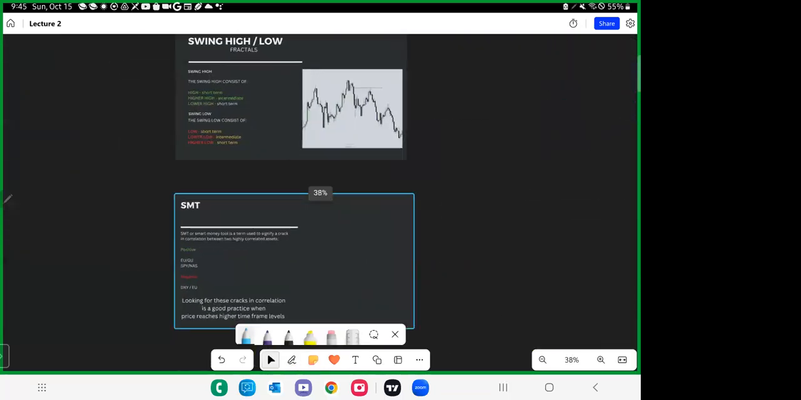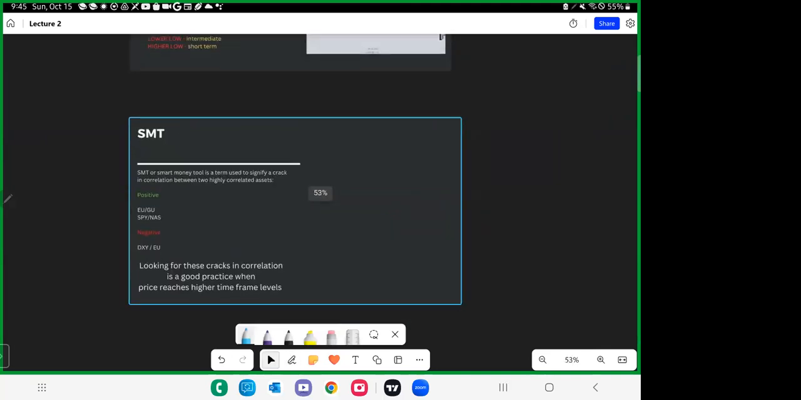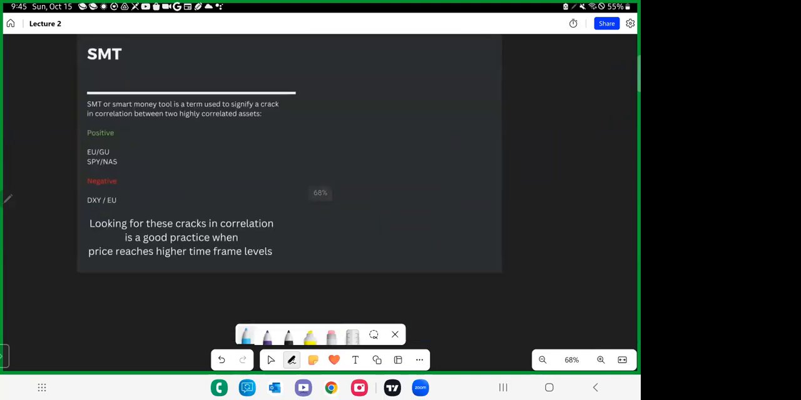So SMT. SMT is another part of the conversation of market structure. SMT, or smart money tool, is a term used to signify a crack in correlation between two highly correlated assets.